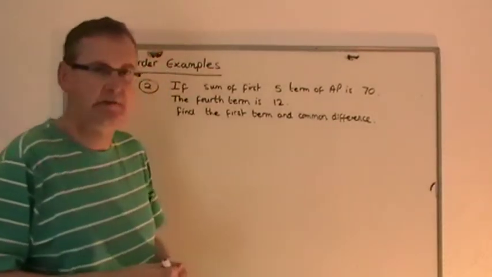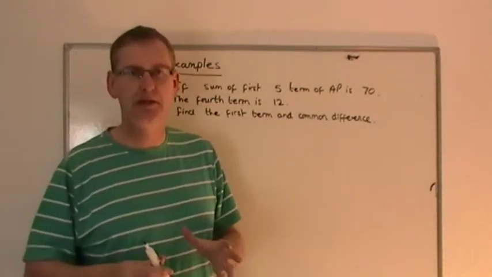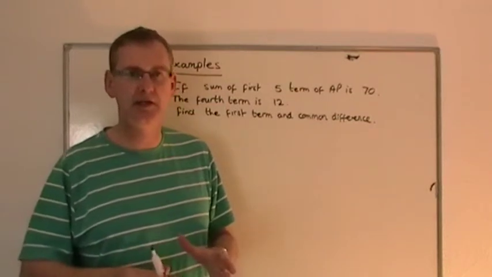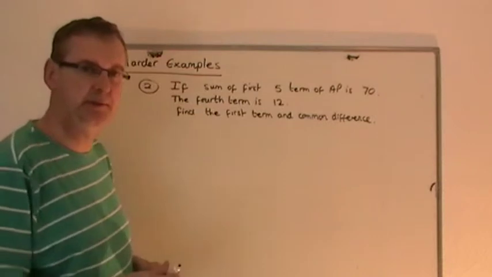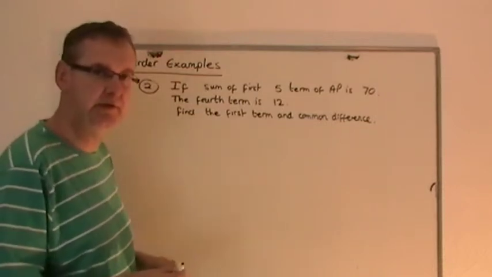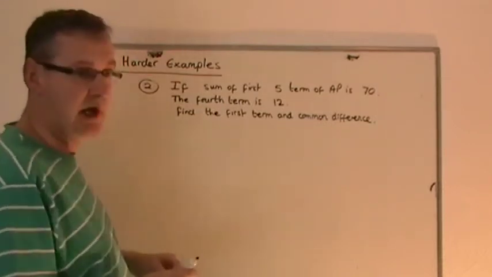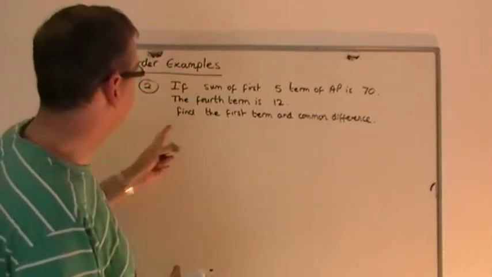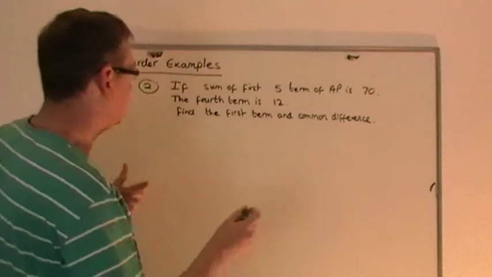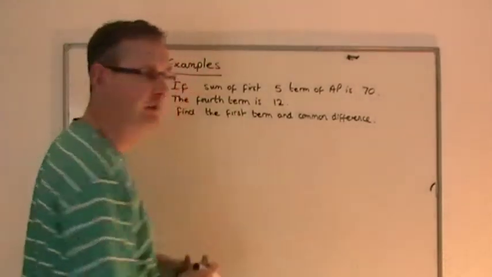In this video we're going to have a look at another more difficult example of arithmetic series calculation. Okay, it's question 2. It follows on obviously from the previous video where we looked at the first of the harder questions. The sum of the first 5 terms of an AP is 70, the fourth term is 12. So, okay, we've got to find the first term and the common difference.